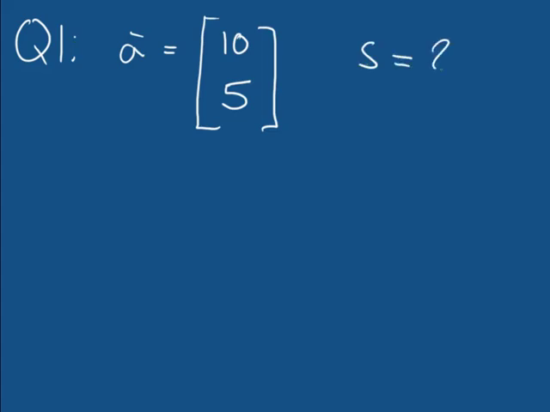So the first question I'm going to set, I'm going to give you a vector. That vector is going to be A. And that vector is going to have the components 10 and 5. And I'm going to give you a scalar, and that scalar is going to be 2. So what I'd like you to do is calculate the result of s times a.